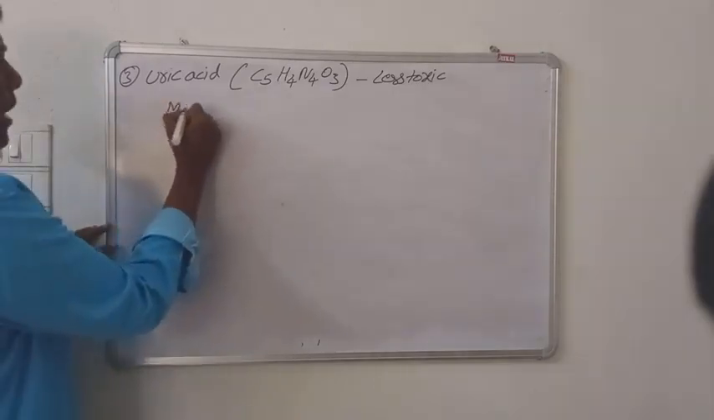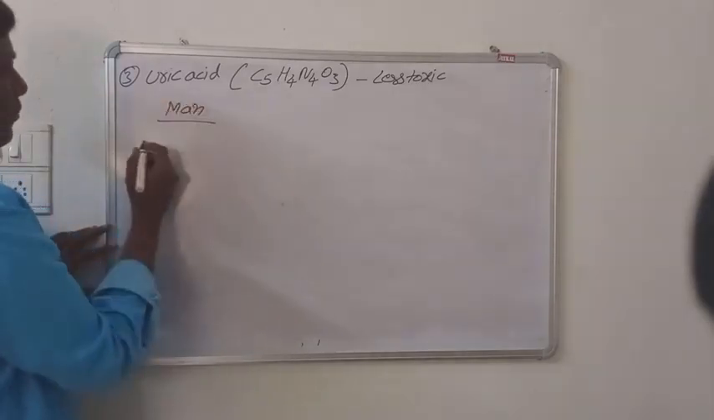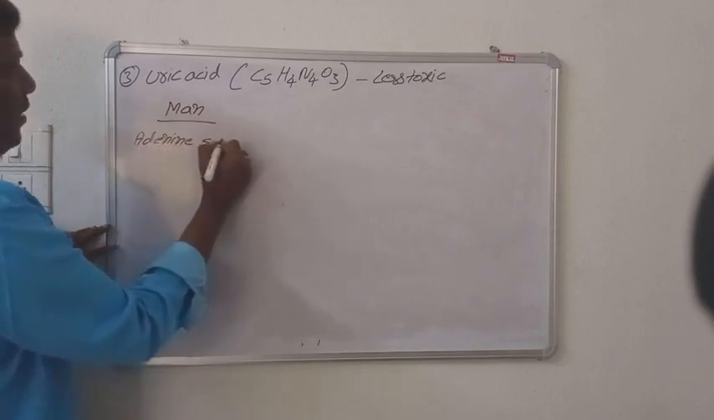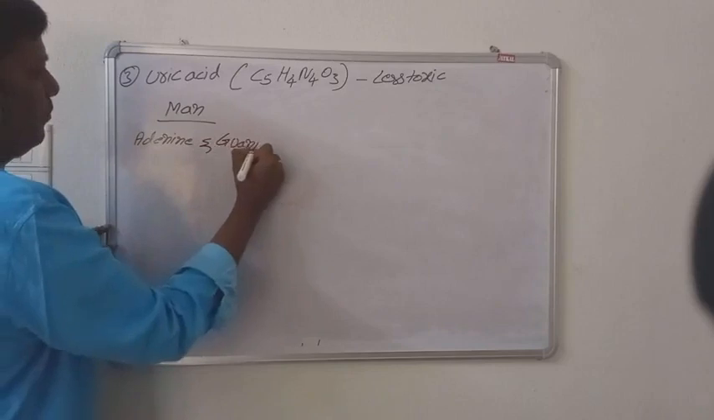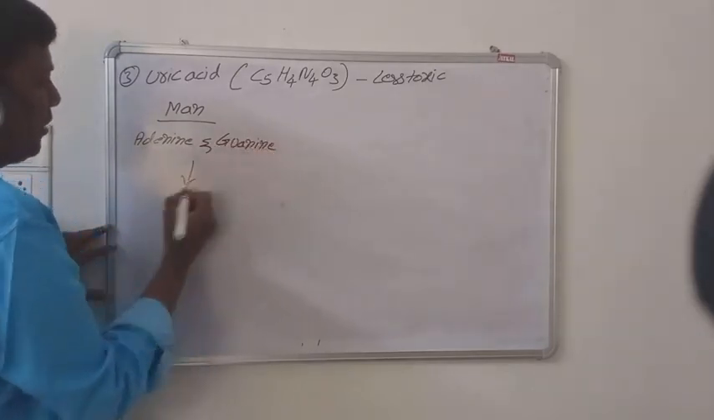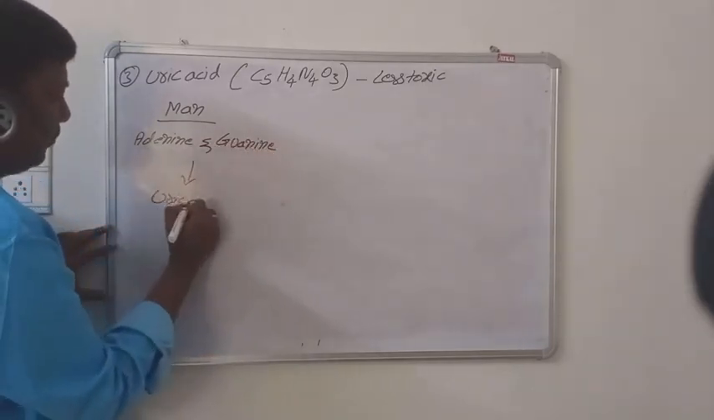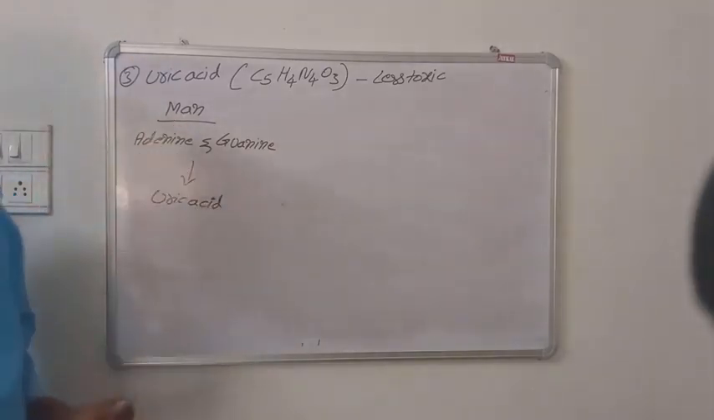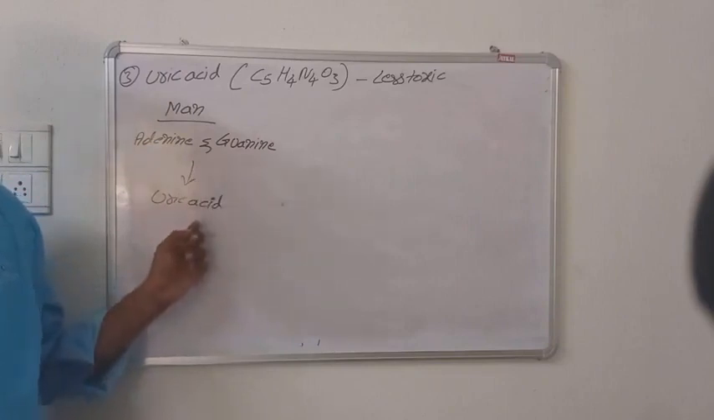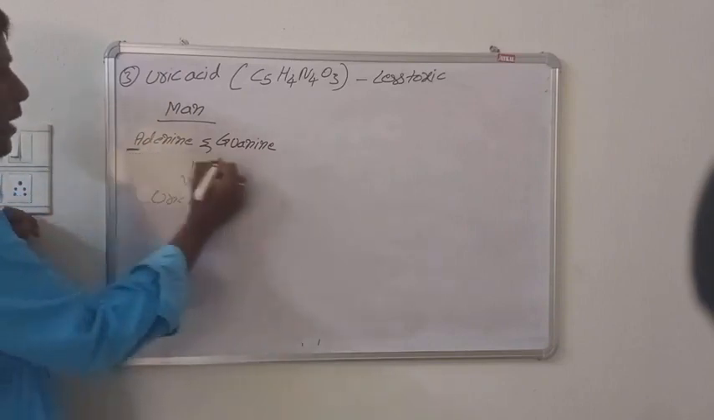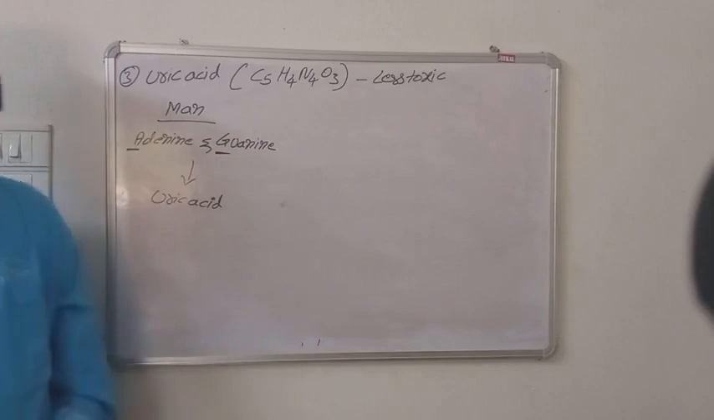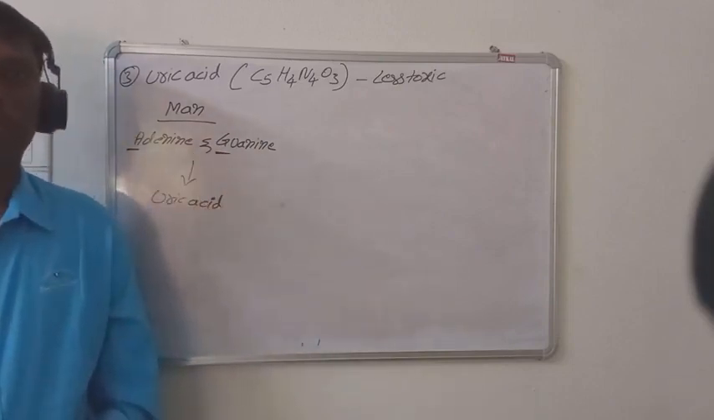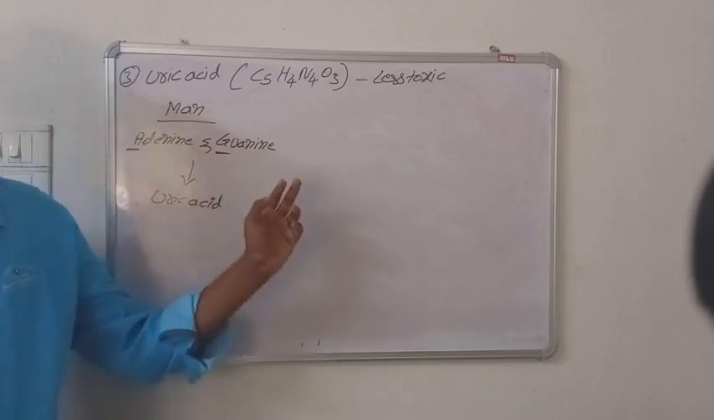In case of man, adenine and guanine convert into uric acid. Then what is meant by adenine and guanine? Already you know very well about DNA and RNA. These are the two very important nitrogen bases which are present in DNA and RNA.